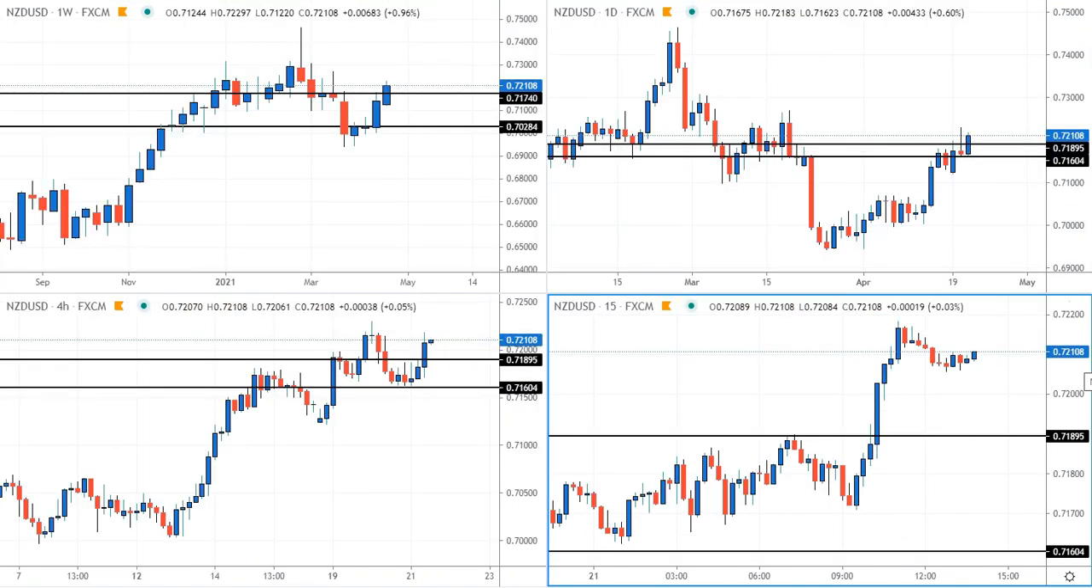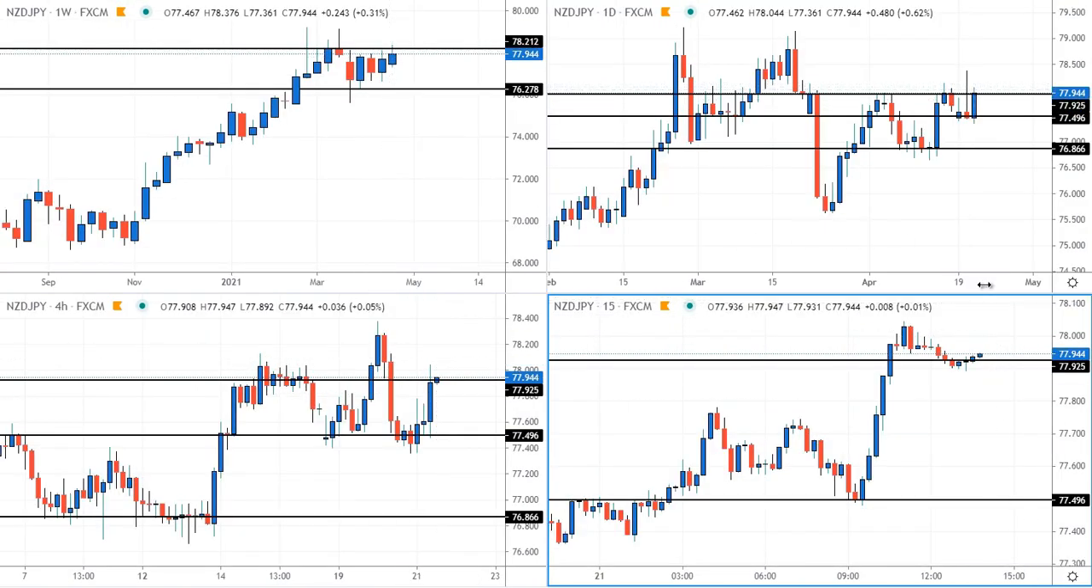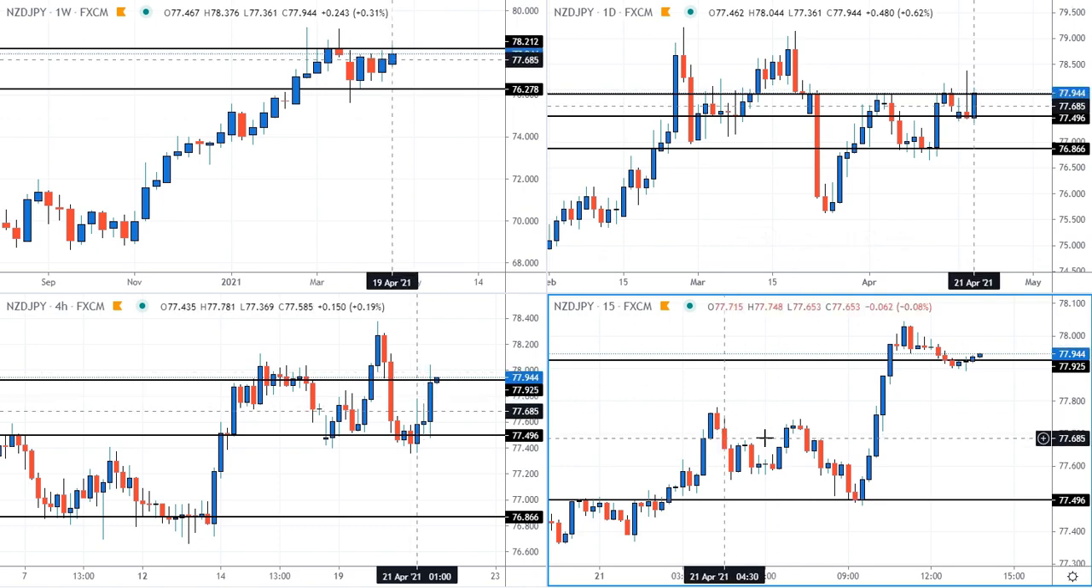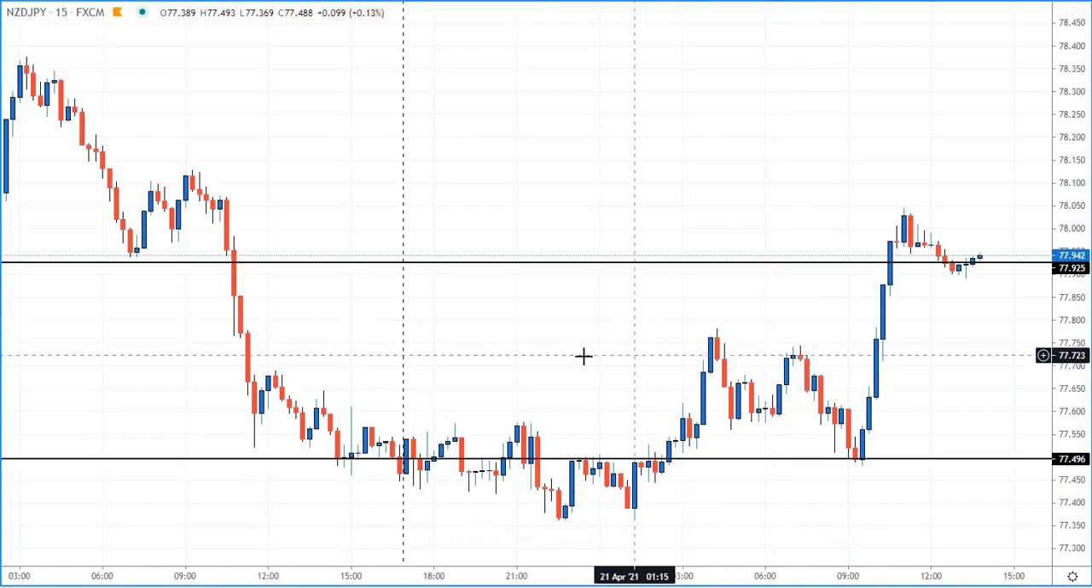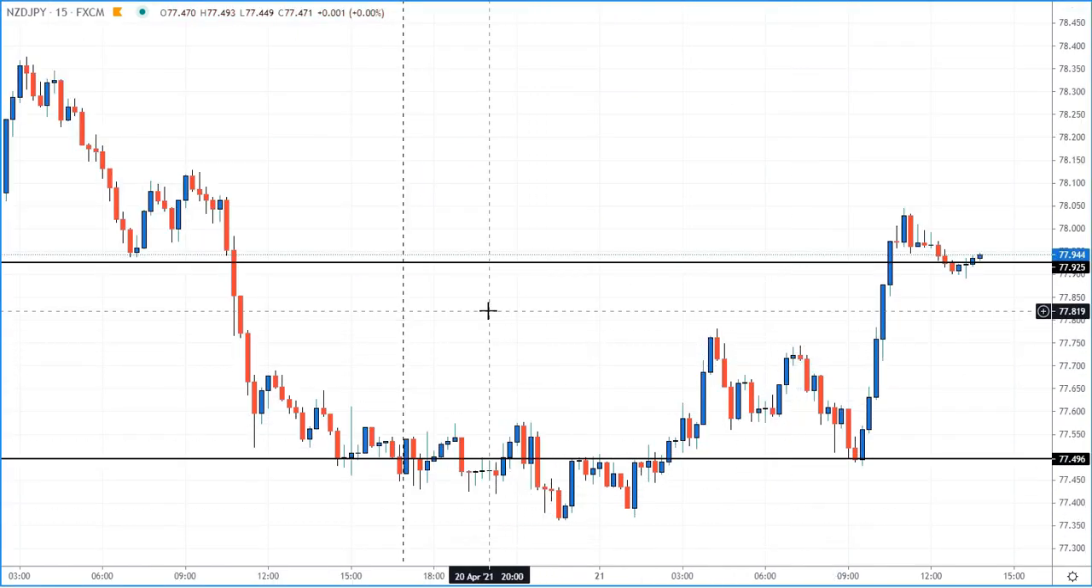On the New Zealand yen pair, this is an interesting one. So we have an overall bullish bias both on the daily and the weekly. So when we look at our levels on the 15-minute chart, which is our entry time frame.